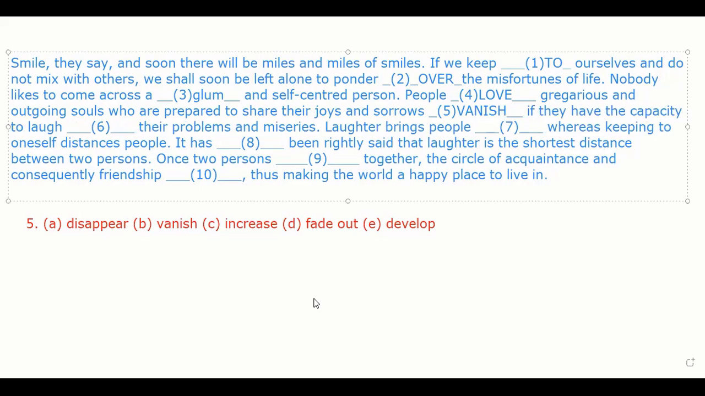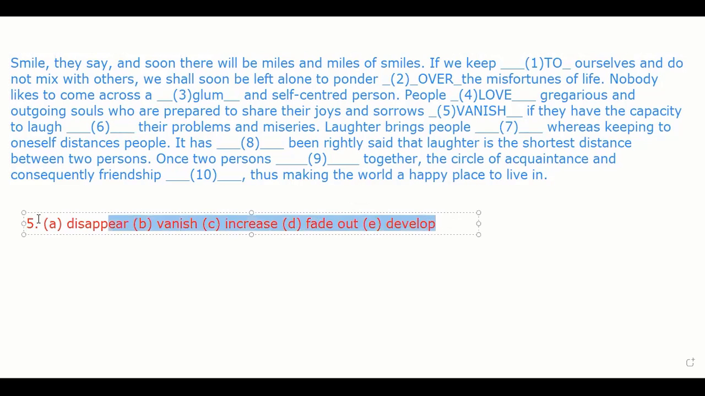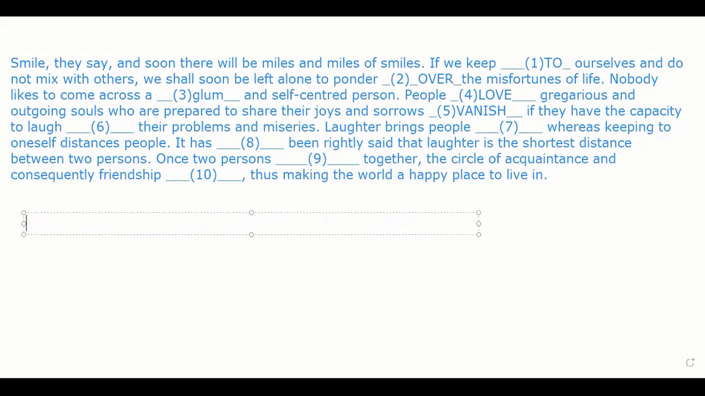Next: if they have the capacity to laugh, dash, dash, their problems and miseries. Before I put it, tell me, what do you understand by miseries? Everybody will be knowing it. What does miseries mean? Problems? Yes. Anybody else? At, over, away, on or above. What should be the better word here?